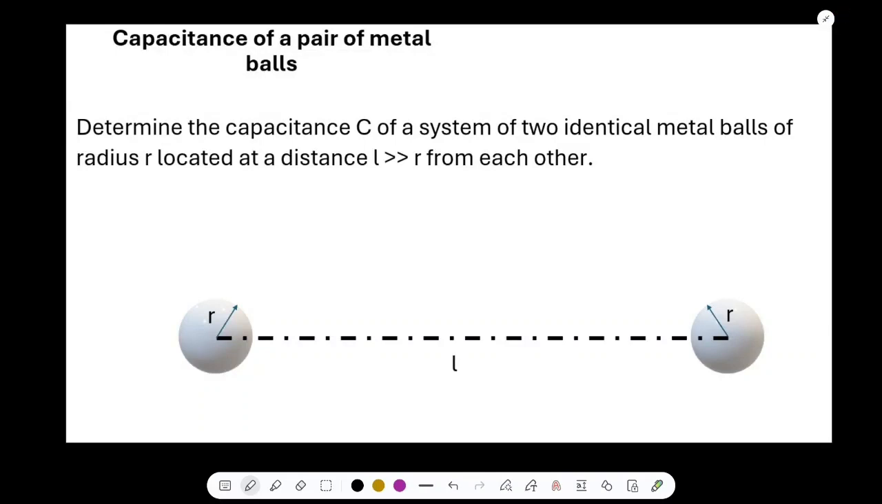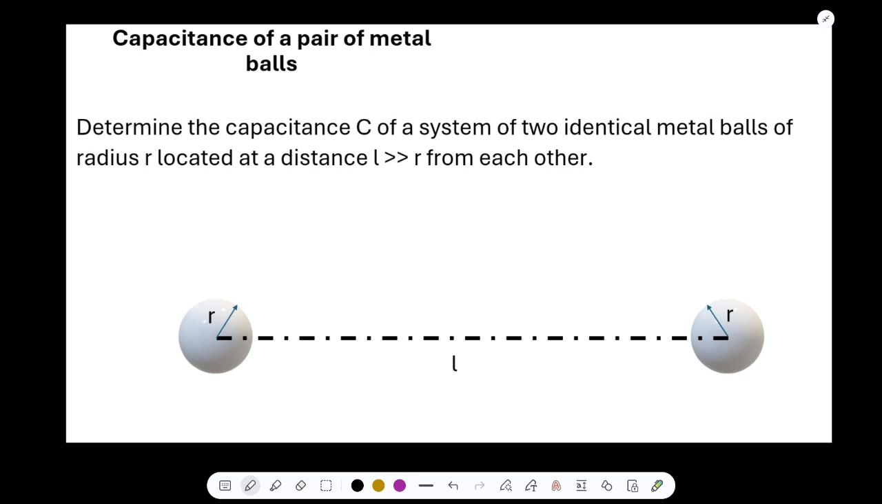Hello and welcome. Let's work on a few capacitance problems. We have a very special and very common problem on our screen that requires finding the capacitance of a pair of metal balls.